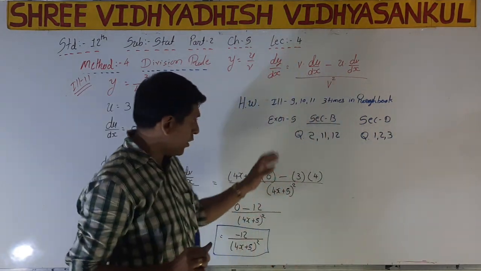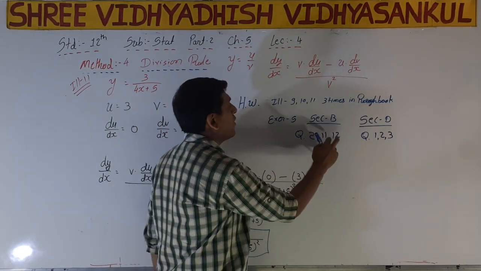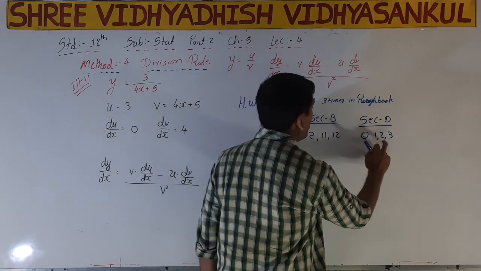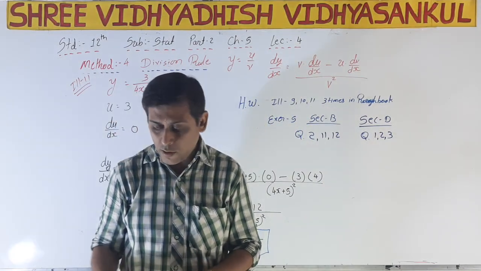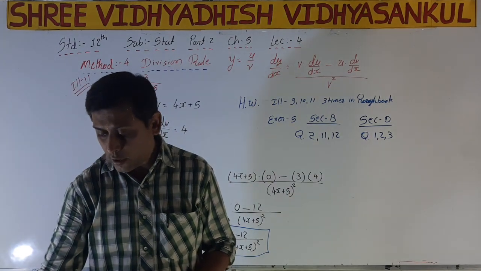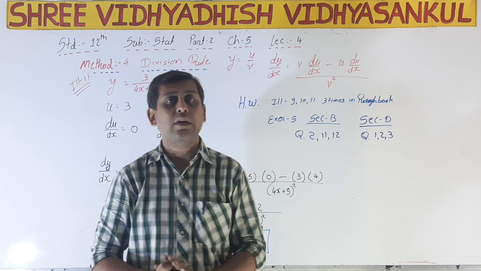So your homework for this session is section B 2, 11 and 12, section D 1, 2 and 3. Okay, so this is your homework. Please write these down in your exercise book, and if you have any doubt then ask me anytime.